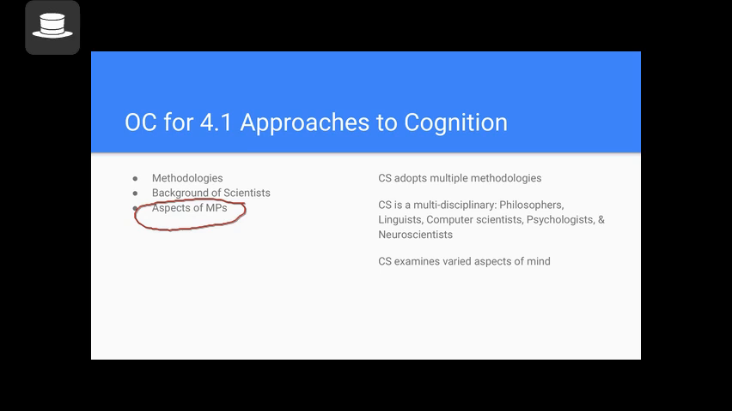Cognitive science examines various aspects of the human mind, and the logic here is that when you have multiple perspectives on understanding the human mind, then when you put these things together, you have a bigger picture, a complete picture of how the mind works.